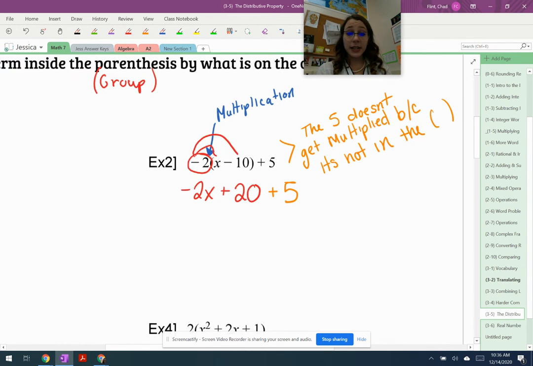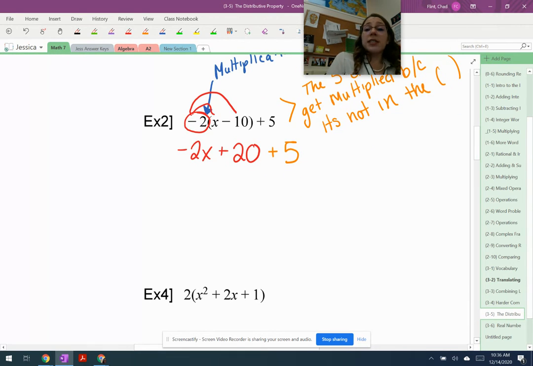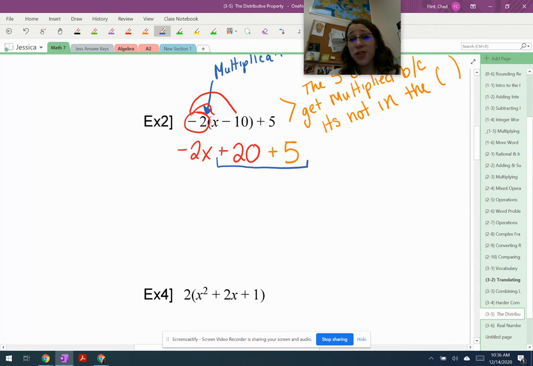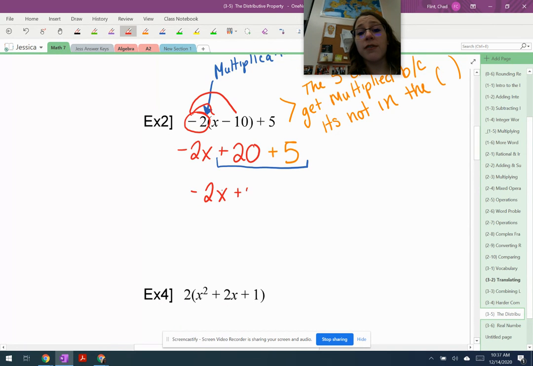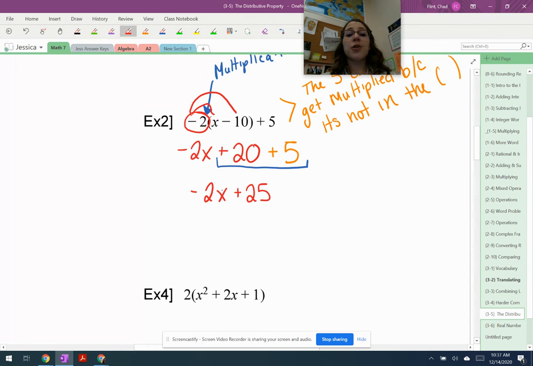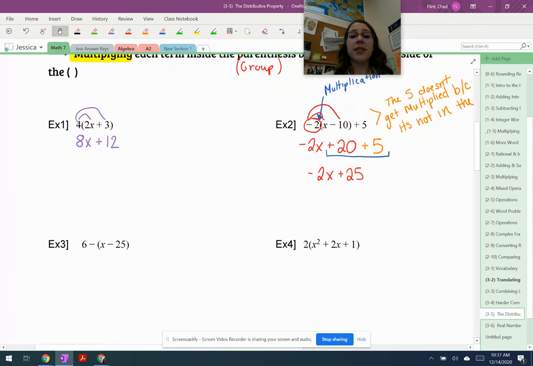So now here, this is where I'm checking to see if I have any like terms or any simplifying that I can do. And I do have a set of like terms here. That +20 and that +5 are both just normal number constants, so I can combine them. So my -2x just carries down, being sure not to lose the negative sign, and 20 plus 5 is just 25. So -2x plus 25 is our example 2.